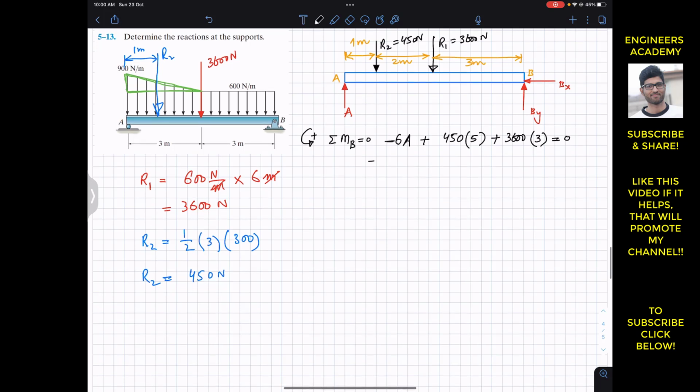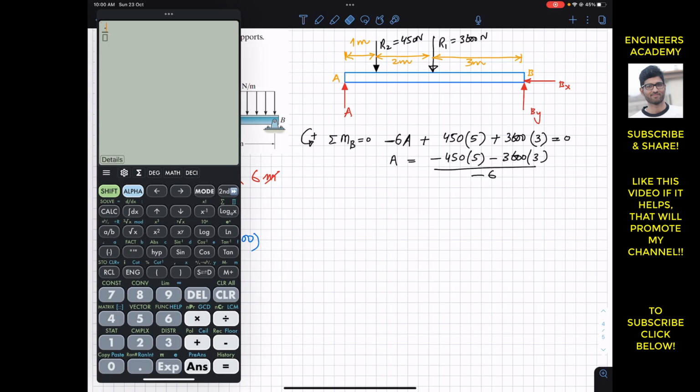Now from this we can say that minus 6A is equal to minus 450 into 5 minus 3600 into 3, and if we divide both sides of the equation by minus 6, that will give us A, the support reaction at the roller. So this is minus 450 into 5 minus 3600 into 3 divided by minus 6. This gives us A, the support reaction at the roller support, is equal to 2175 Newton.